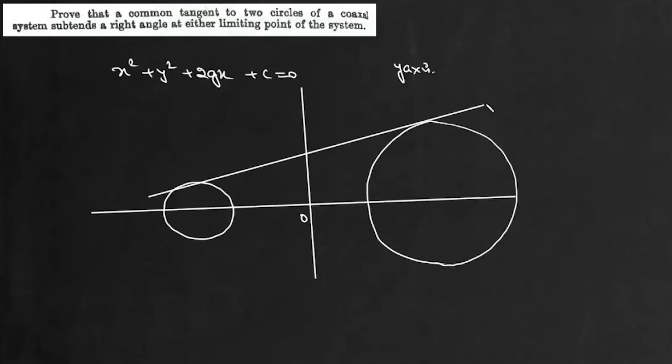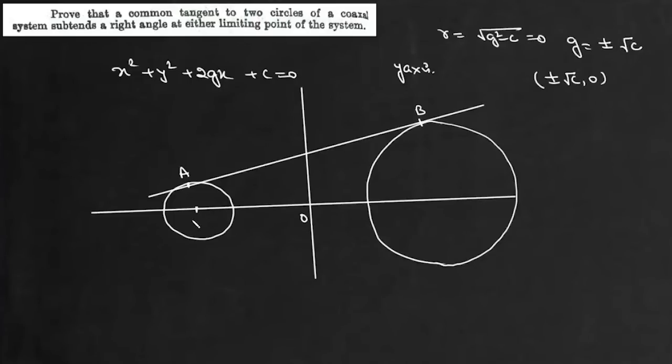And we have their common tangent, and suppose these points of contact are A and B. Now we also have to find limiting points. Now for this, radius of this circle is under root g square minus c, and for limit points radius must be 0, so we get g equals plus or minus under root c. So the limit points are plus minus under root c comma 0.